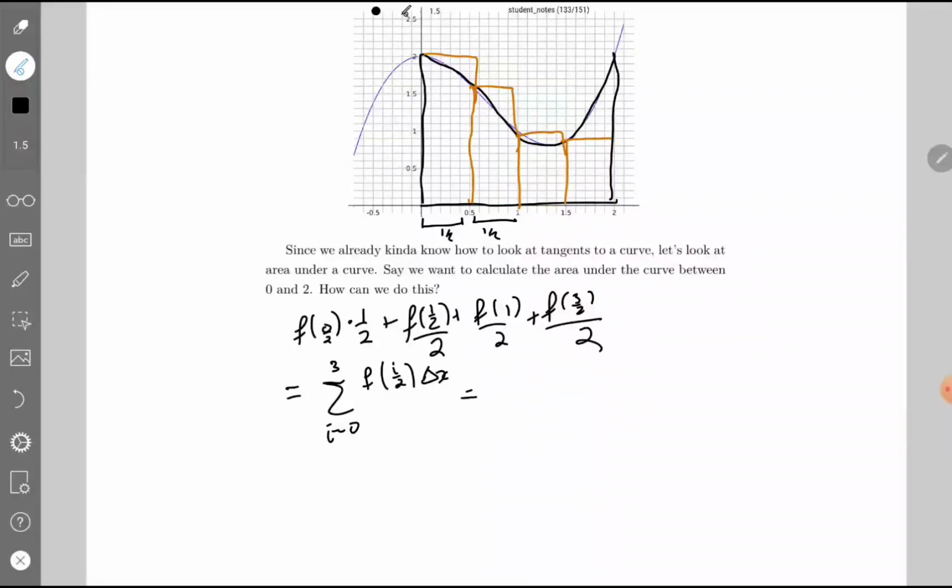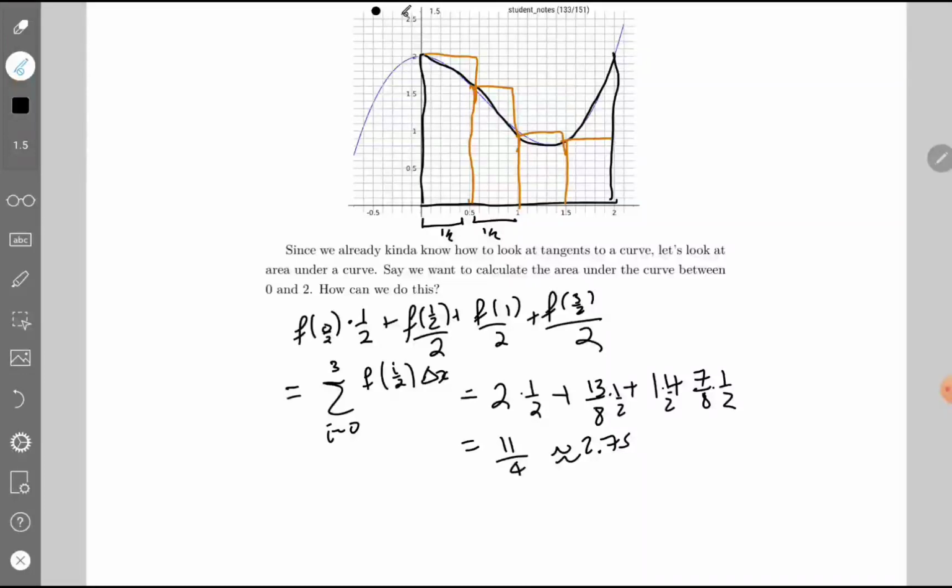So what do we have? f of 0 is 2, times 1/2, plus, now this you would need a calculator, f of 1/2 is 13 over 8. The next one is 1, and the next one is 7/8. And then these are all times 1/2. So this ends up being 11 over 4, which is roughly 2.75.